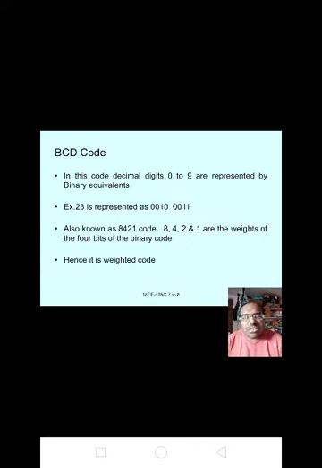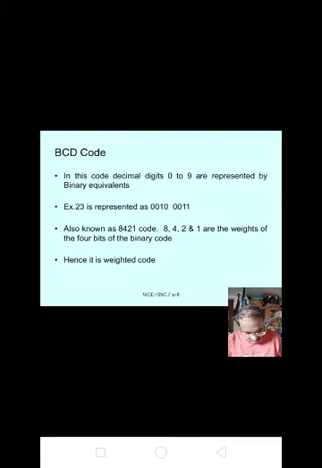Next, BCD code. In this code, decimal digits from 0 to 9 are represented by their binary equivalents. For example, 23: we must write the binary equivalent of 2, that is 0010, and for 3, 0011. Other examples are 8, which is 1000, and 9, which is 1001.